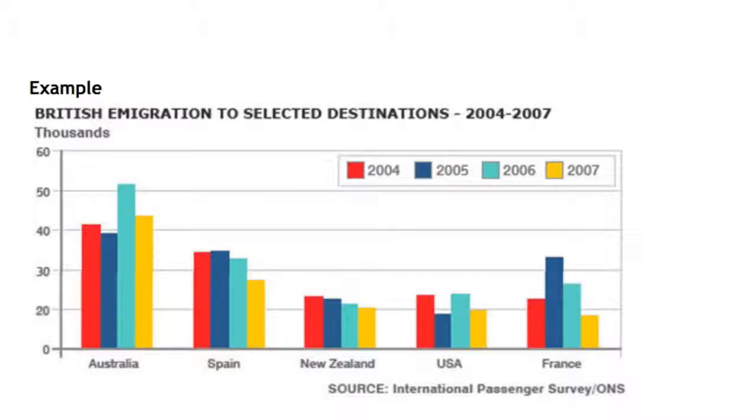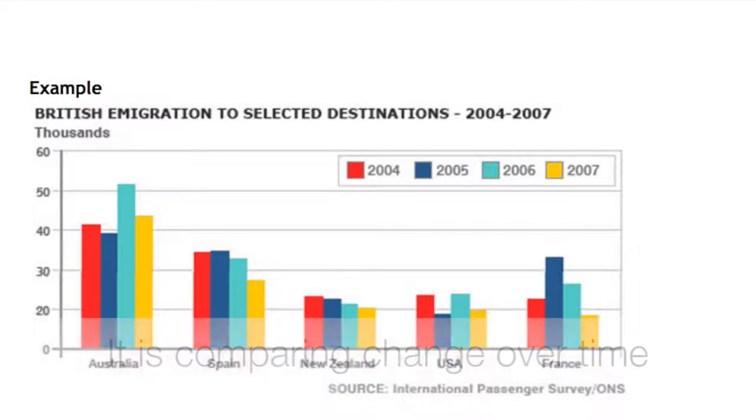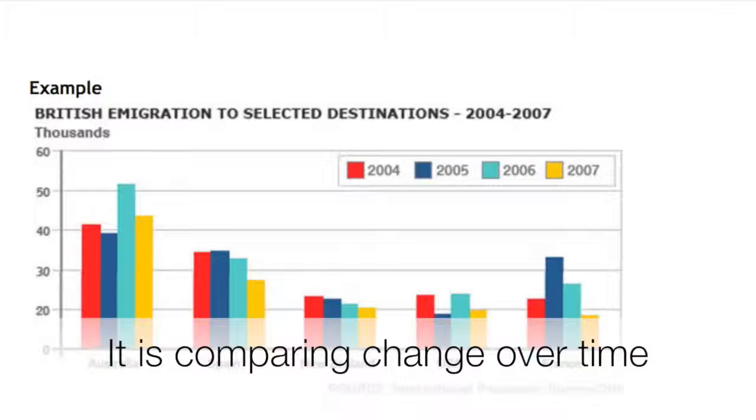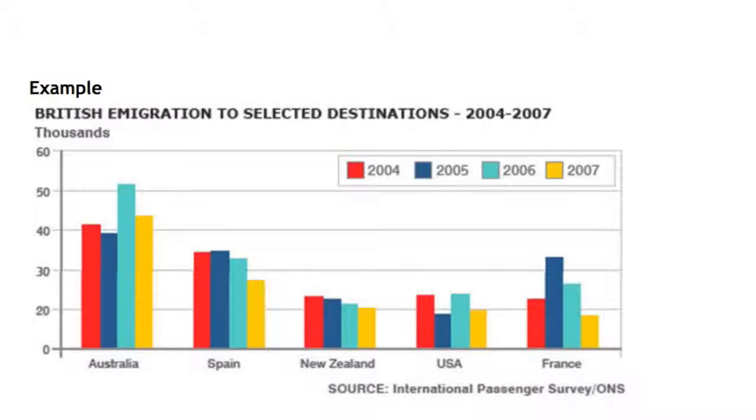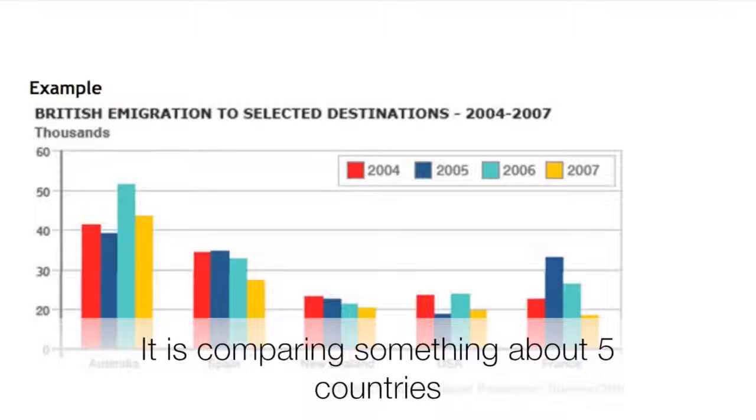Okay, let's look at our first example. So here we have a bar chart, and the first thing we need to ask is what is being compared or what is changing. We can see we have 4 years, so we can see something is changing, and we know it is changing over time. We're not comparing 2 times, we're not comparing 2004 and 2007, we're comparing the change over this time. The other thing we notice is that it's comparing 5 countries. So it's comparing 5 things and it's comparing change over time, over 4 years.